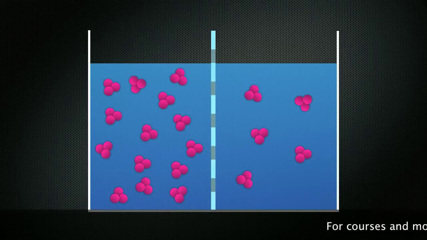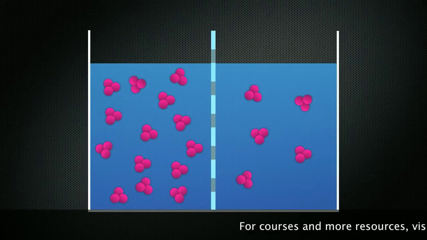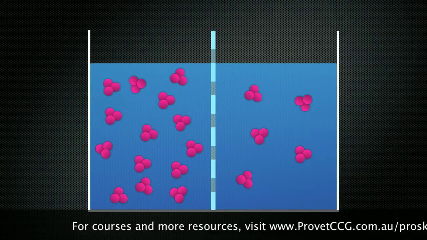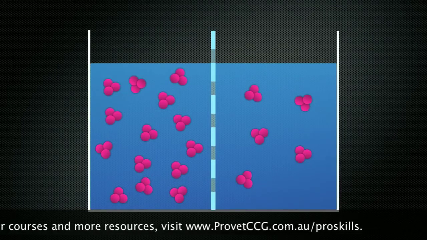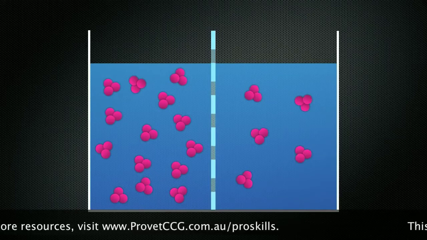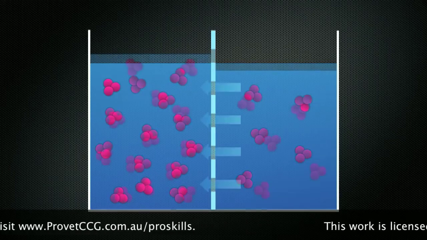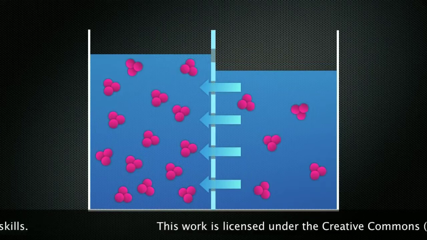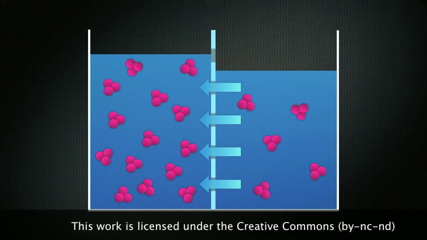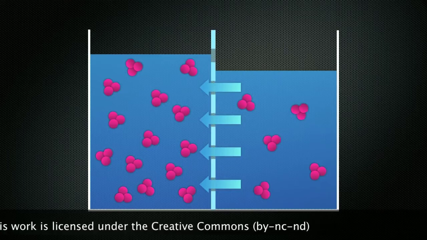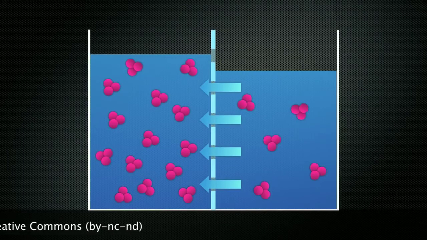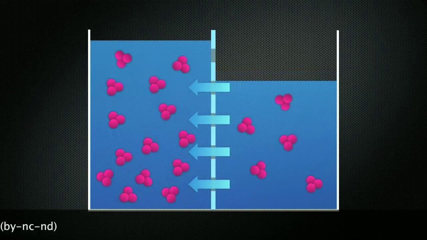Remember, nature aims to even out the concentrations. The large particles can't cross the membrane, but water can. Water moves across the membrane from the compartment with the lower concentration to the one with the higher concentration. This increases the concentration on the right and decreases the concentration on the left and evens out the differences between the two concentrations.